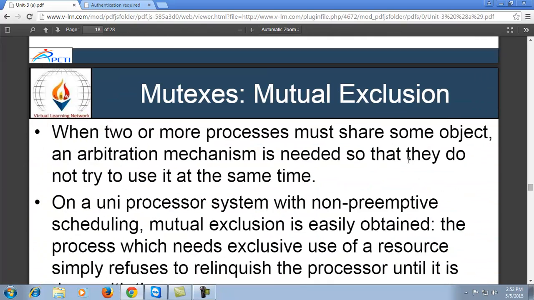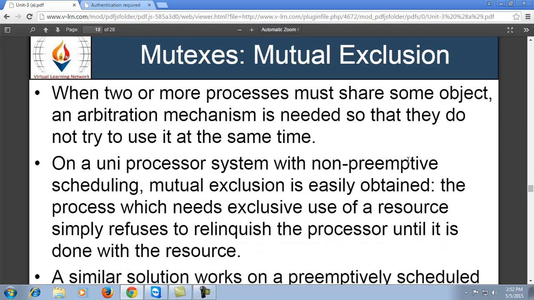The next one is Mutexes. You can say mutual exclusion. When two or more processes must share some object, an arbitration mechanism is needed so that they do not try to use it at the same time. When two or more processes are trying to access the same thing, the same memory, at the same time, that kind of problem will occur, which is called mutual exclusion.